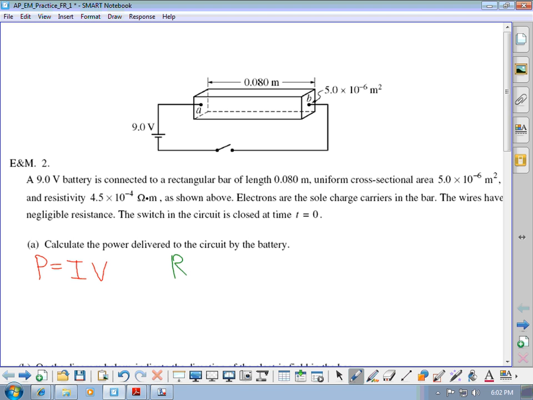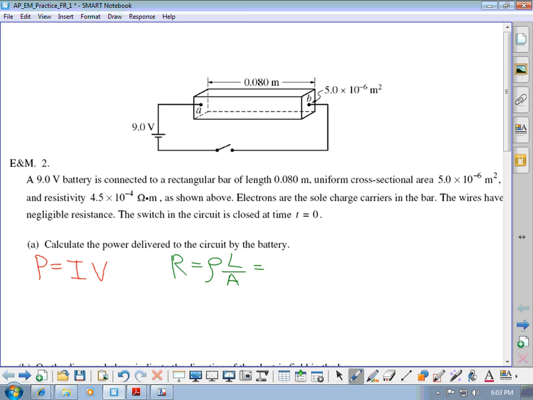The resistance of a solid object of known resistivity is the resistivity times the length over the area. That is a relationship that you need to know. It's something that comes up in the multiple choice part of the AP test also. You at least need to know that it's proportional to L and inversely proportional to A. So the longer the wire is, the more resistance it has. The fatter the wire is, the bigger the cross-sectional area, the less resistance it has.